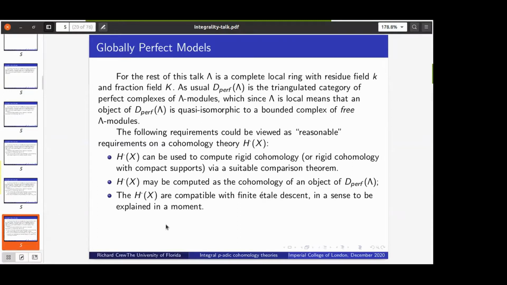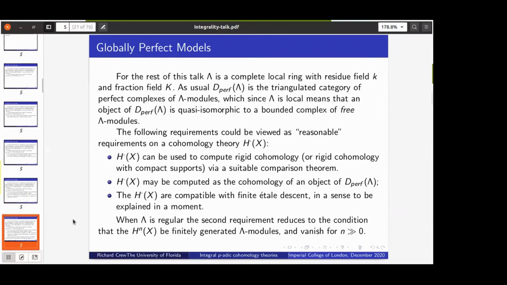Okay, so I mean, this you may feel is adding a little bit here, but in fact, most known cohomology theories have this property, and you really want it to happen. When lambda is regular, the second requirement here just reduces to the condition that the H^n of X's are finitely generated lambda modules and vanish for sufficiently large n.